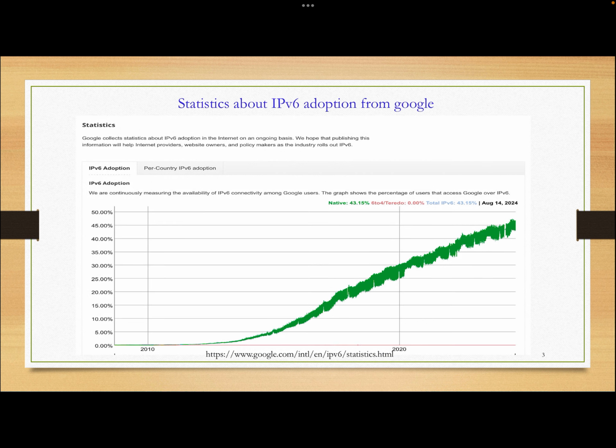And this is a statistic of the IPv6 adoption from Google. This is August 14, 2024. You can check the statistic, they update it every day. So you can see that this is 50%, so 50% is here. Right now, it's still less than 50% that use IPv6. In 2010 it was about 0% that used IPv6, and it's increasing like this.